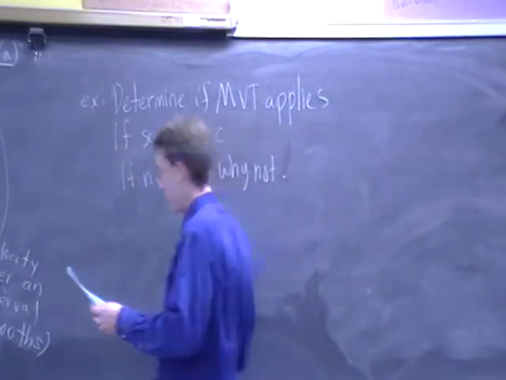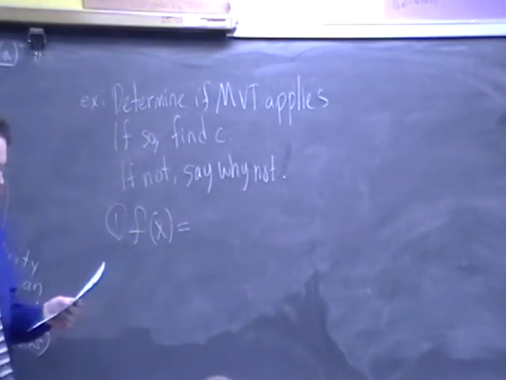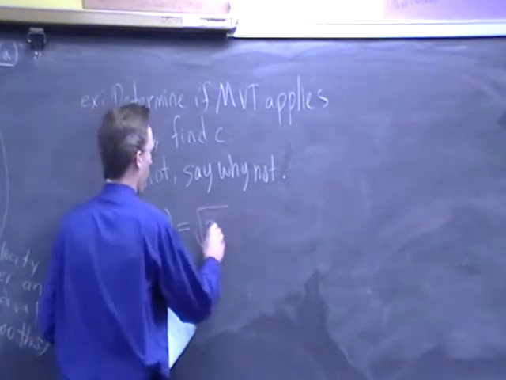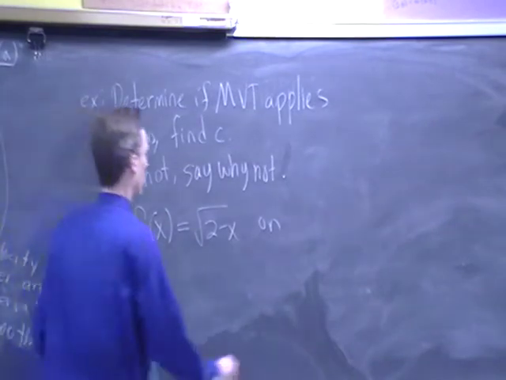Anyway, let's say we're just going to do 2 examples. First one, our function is the square root of 2 minus x, and our interval is -2 to 4.